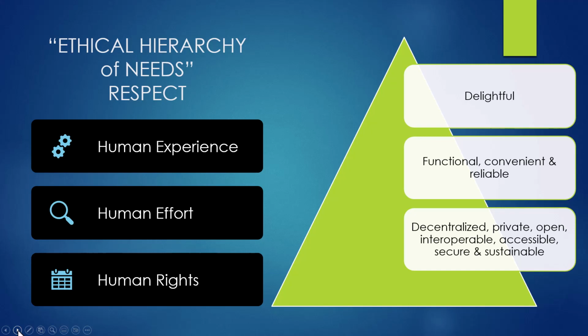And the third one is the human rights. The human rights had to be decentralized, private, open, interoperable, accessible, secure, and sustainable. Meaning, we need to make sure that the rights and the information of all participants or all students are protected. It's private and safe for them to use.